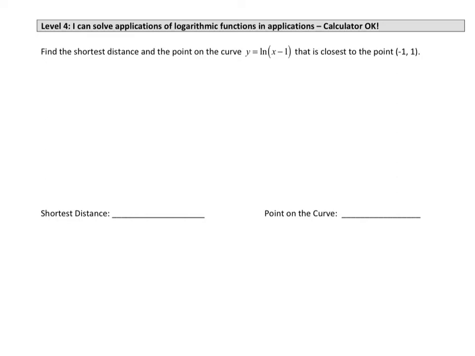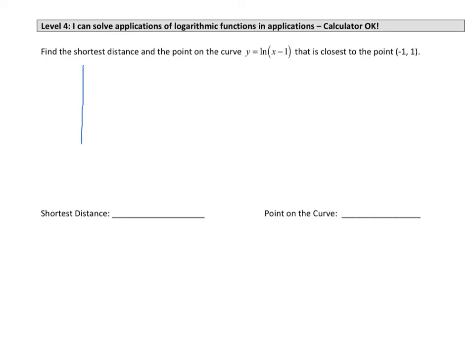In level 4, we'll be solving applications of log functions. So we're going to see that distance problem again, and we're going to see that area of the rectangle under the curve problem again. This is a shortest distance problem. We want the shortest distance from the point (-1, 1) to the curve y equals ln(x - 1).